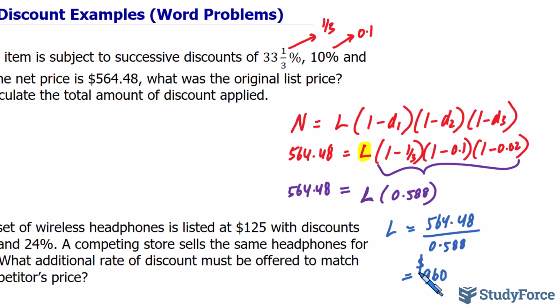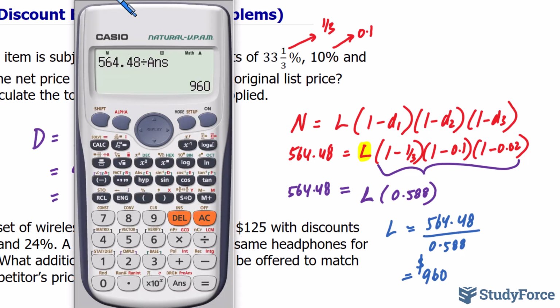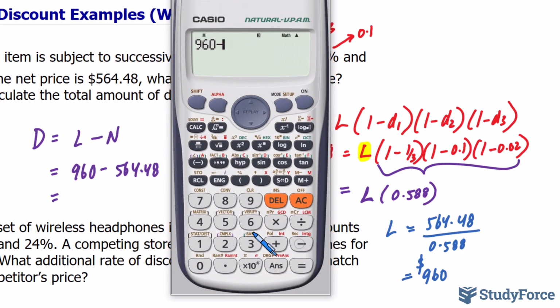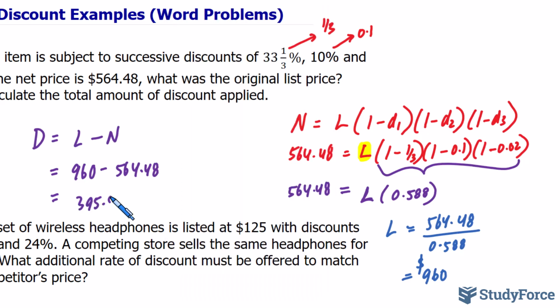Now we also need to calculate the total amount of discount applied. Now this part is very easy to do. To find the discount, or uppercase D, you take your list price and subtract from it your net price. So your list price was $960, and we subtract from this 564.48, and this is how we will know what the discount is. So there was a discount of $395.52. And don't forget to conclude with a therefore statement for both of these findings.